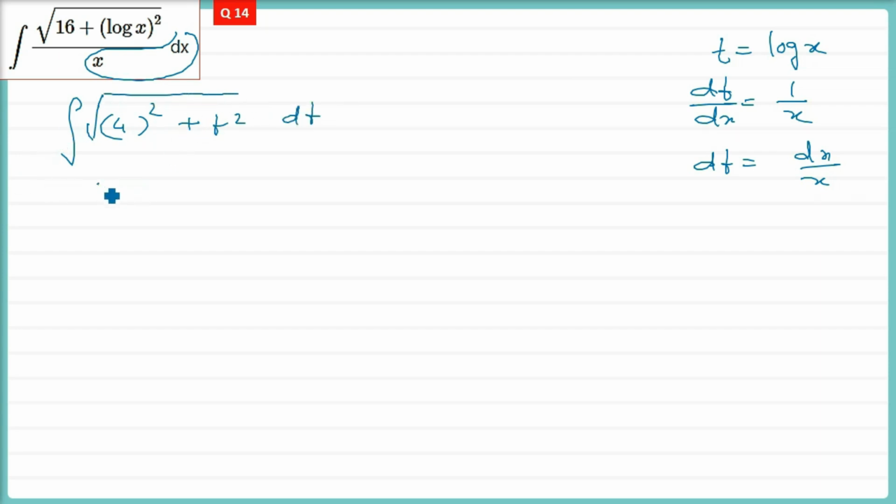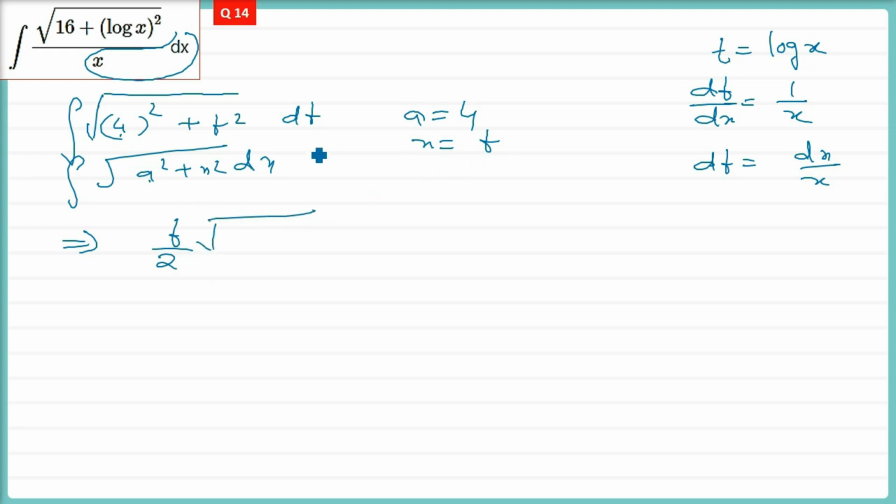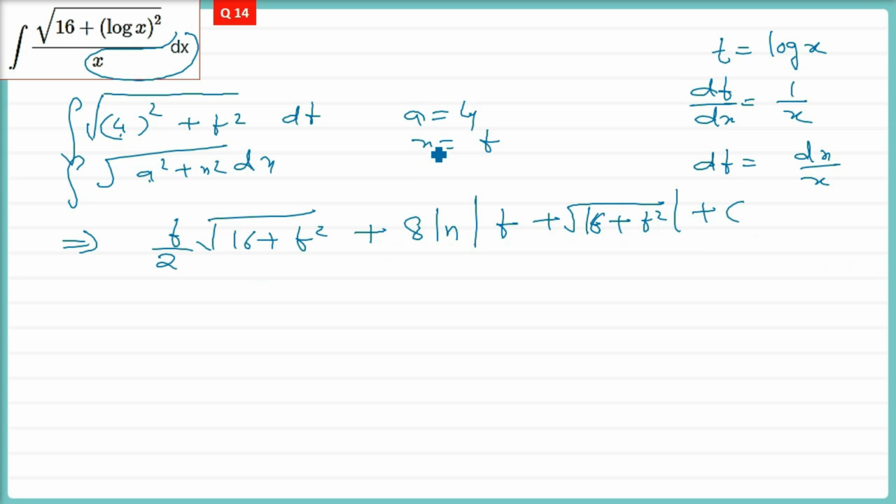A square plus x square formula can be directly applied here. This is the integration we are doing. A we will take as 4, x as t. So this is going to be x by 2, so t by 2 under root a square plus x square, that is 4 square, 16, 16 plus t square, plus a square by 2, 16 by 2, it will come as 8 ln, log base e modulus of t plus under root again 16 plus t square, plus a constant of integration.